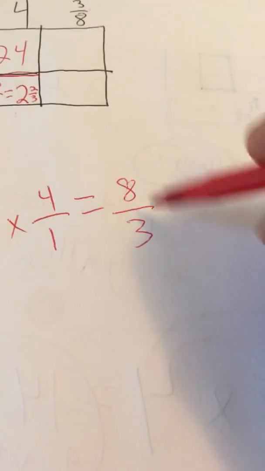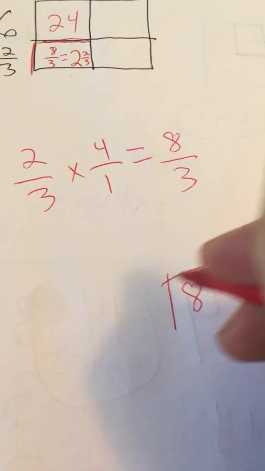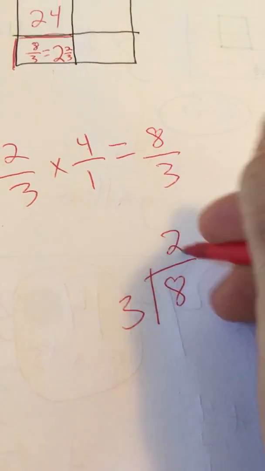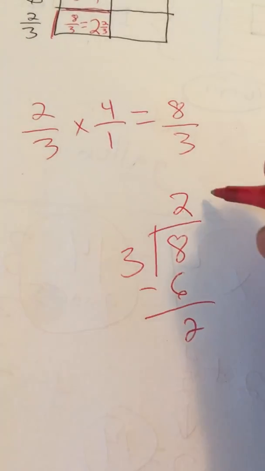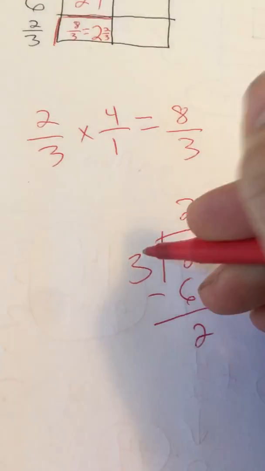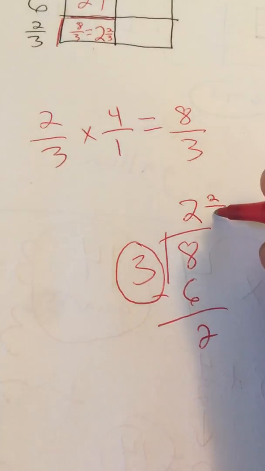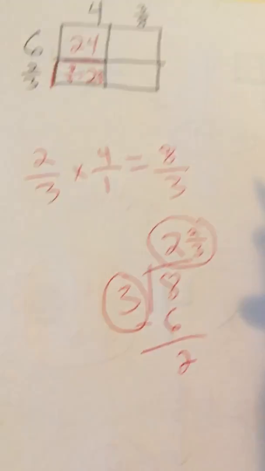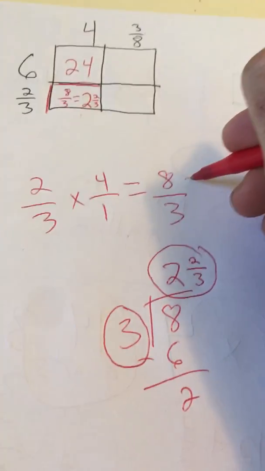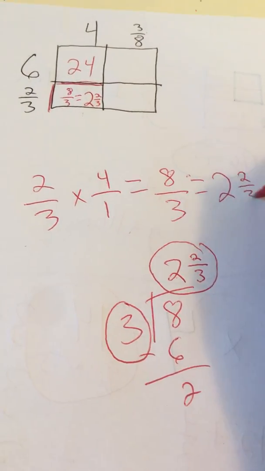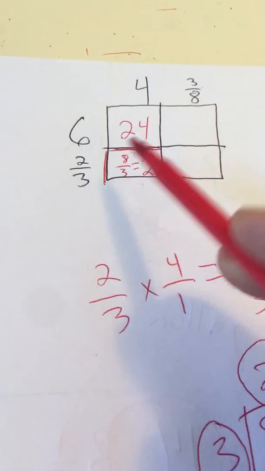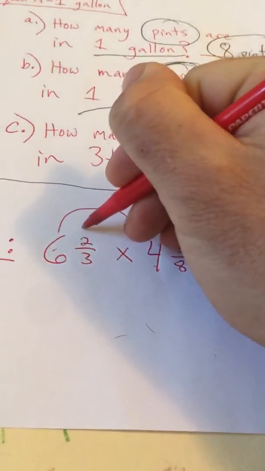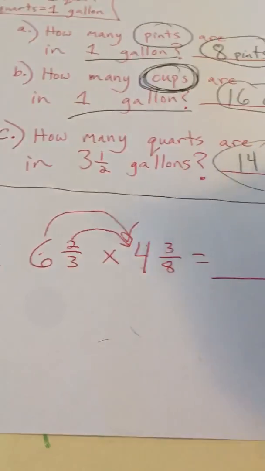Then 8 divided by 3, if you did 8 divided by 3, 3 goes into 8 2 times without going over. 2 times 3 is 6. And we have a remainder of 2, which becomes the numerator. And the divisor, 3, becomes the denominator, which is 2 and 2/3. So we can just rename that as 2 and 2/3. So far we did 6 times 4, and we did 2/3 times 4.